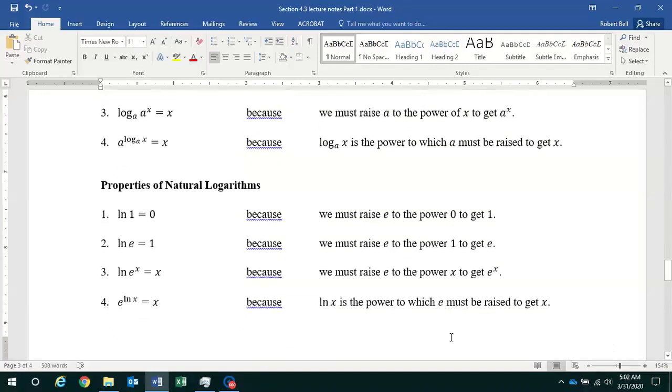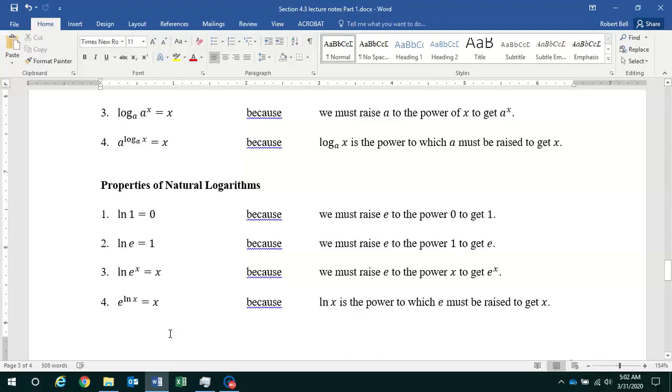The properties of natural logarithms follow from the properties of logarithms up above, but we're just doing them in base e, the natural logarithm. So natural log of 1 is equal to 0 because e to the 0 is equal to 1. The natural log of e is equal to 1 because e to the first power is equal to e. And the natural log of e to the x is equal to x because e to the x is e to the x. Remember, ln replaces log base e.